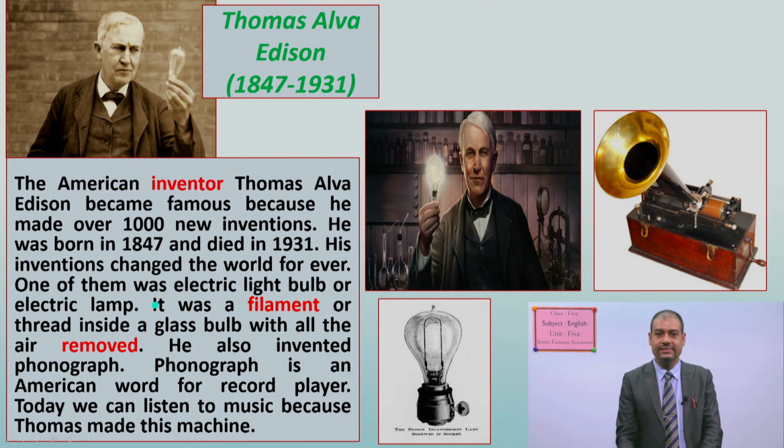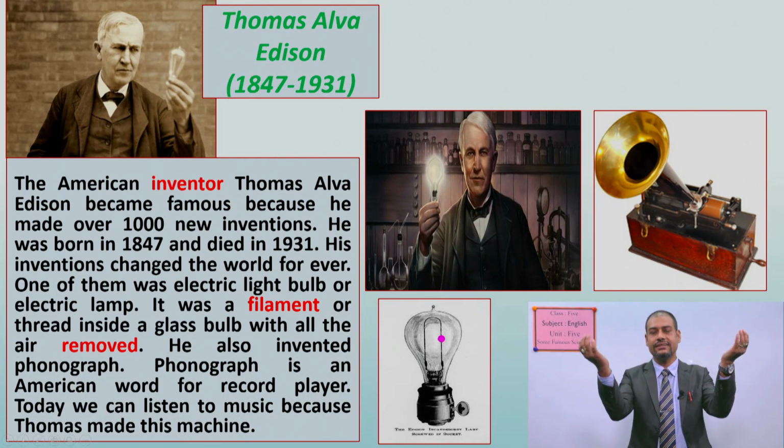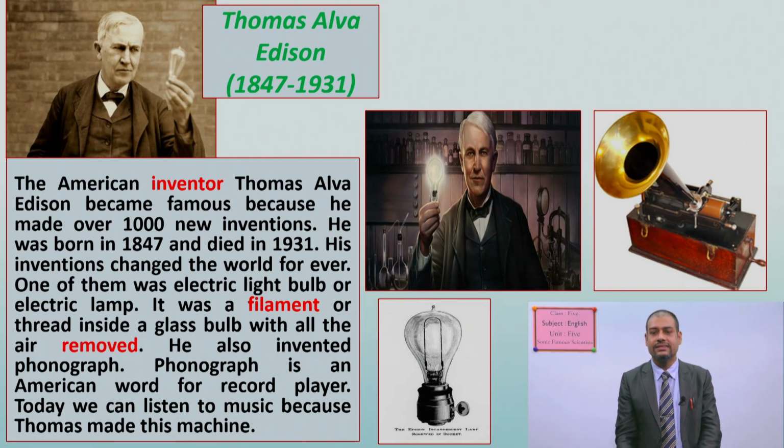And another one is, see, it was a filament or thread inside a glass bulb. You can see this is the bulb and you can find this. I am showing you with my pointer, okay? This is called filament, okay? And in this filament there is no air. And Thomas Alva invented it in that way. Because of this filament we can get light. That's why this filament in the bulb is very important. So you have to guess the meaning of filament again.